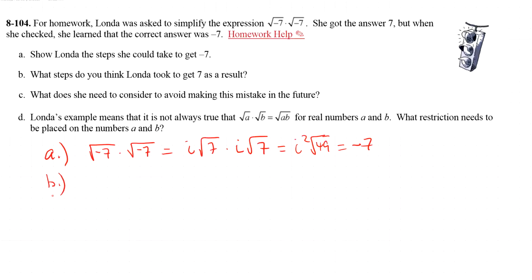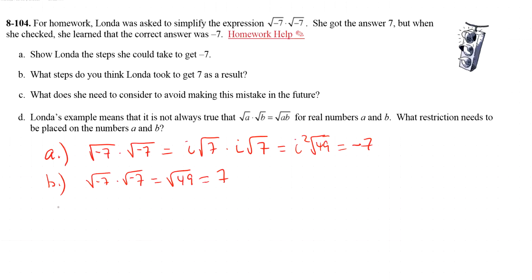For B, the steps that I think Londa took to get 7 as a result: she took the square root of -7 times the square root of -7, and she got the square root of 49, which is 7. And this isn't true. Remember, we have to analyze this as an imaginary number first.